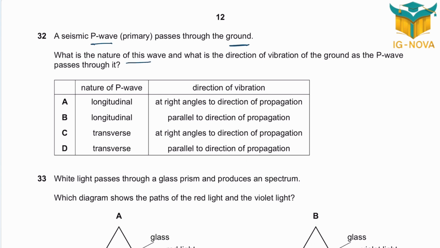Question 32. A seismic P wave, primary, passes through the ground. What is the nature of the wave and what is the direction of vibration of the ground as the P wave passes through it? Nature of the wave, if you remember, a seismic P wave is a longitudinal wave. Is the direction of vibration at a right angle? Surely no, that would be a transverse wave. It is parallel to the direction of propagation, so D is the correct option.